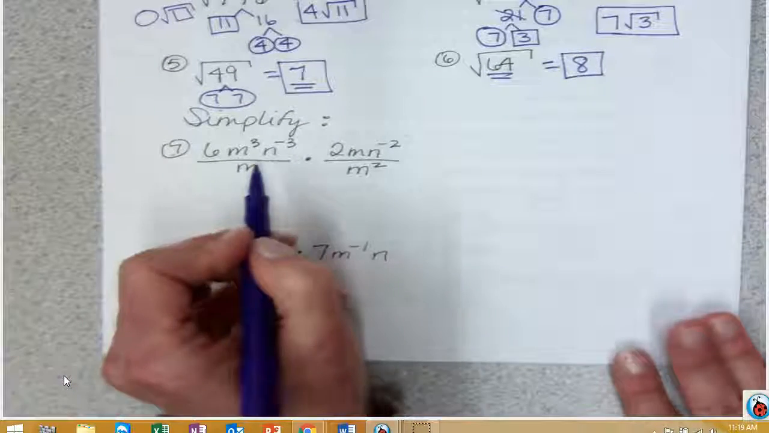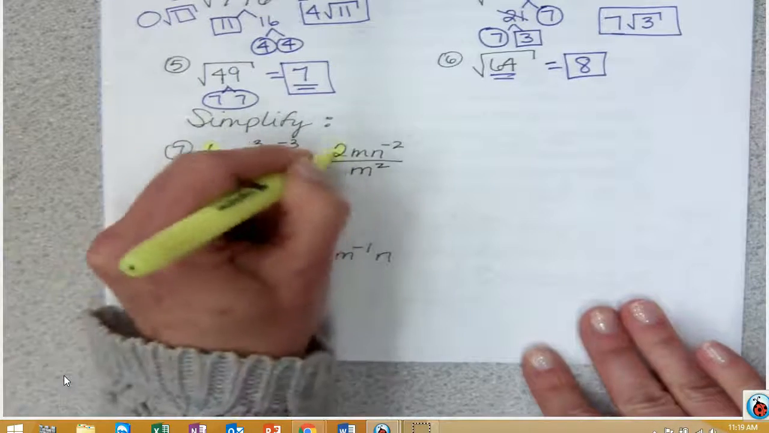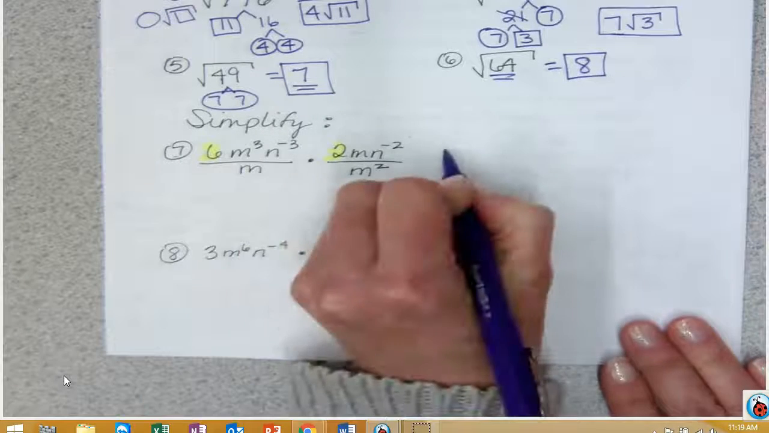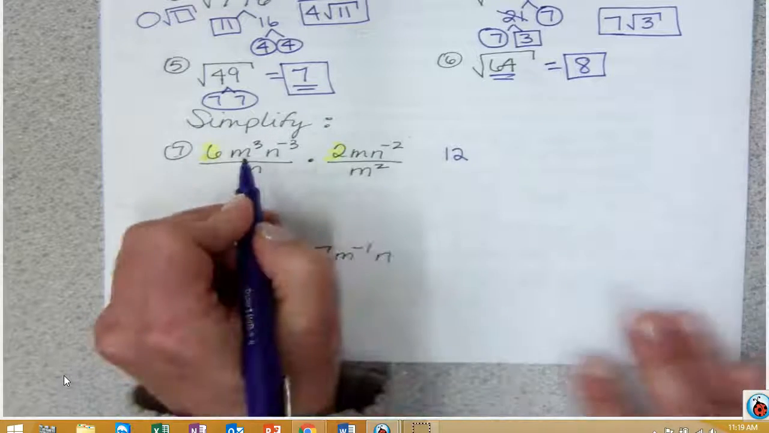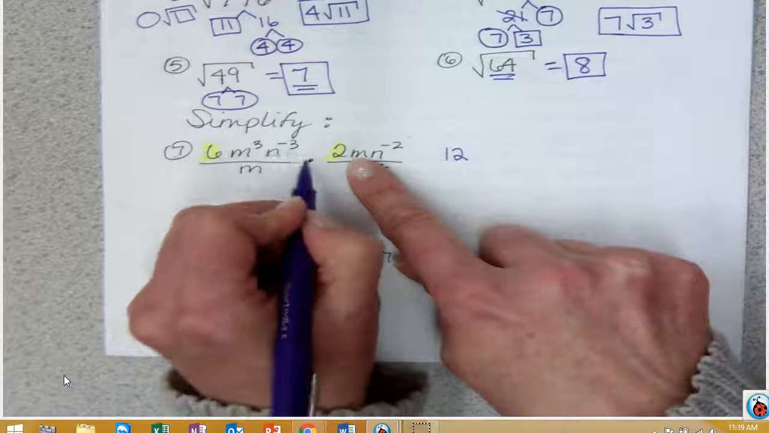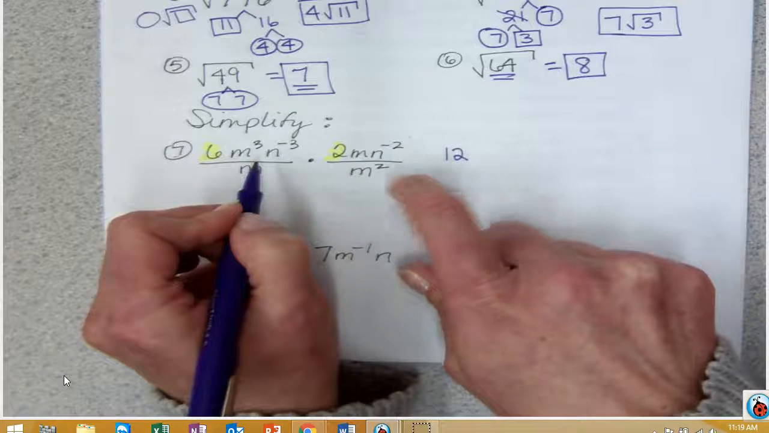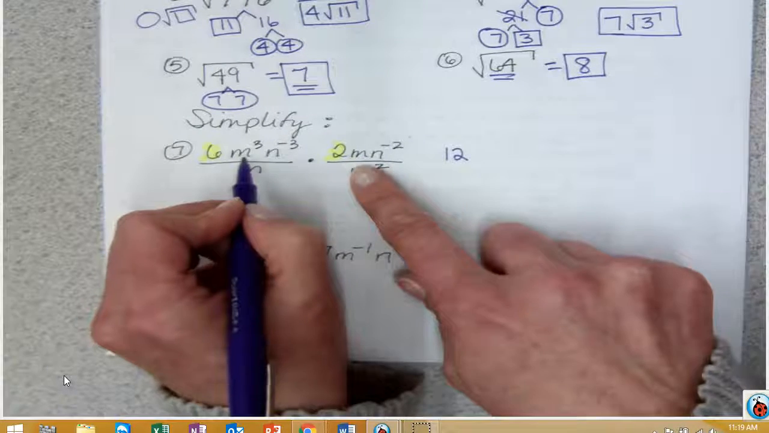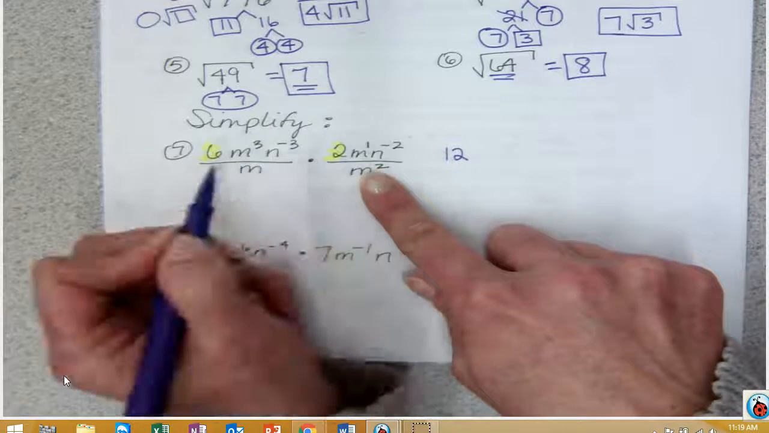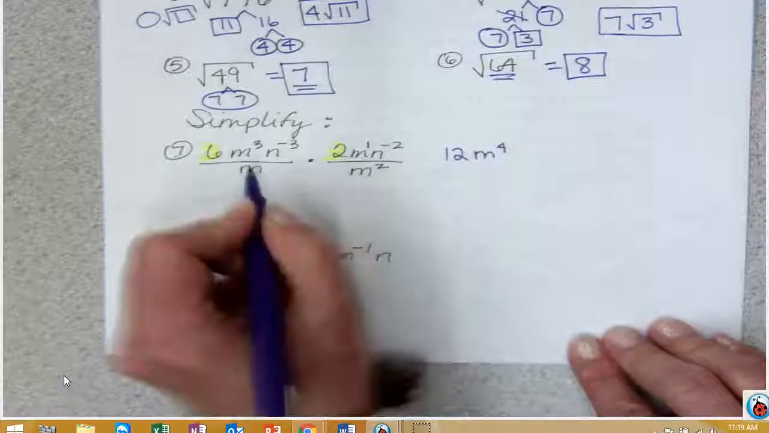Multiplying these. You're going to multiply your integers. 6 times 2 is 12. Now you add your exponents. Since you're multiplying, you're going to add your exponents. All of these laws of exponents are on your star chart. You add these exponents. M to the third, this would be m to the first. So you're going to add 3 plus 1 and get m to the fourth.